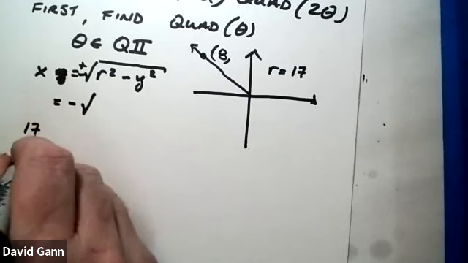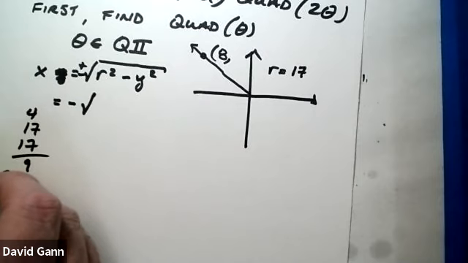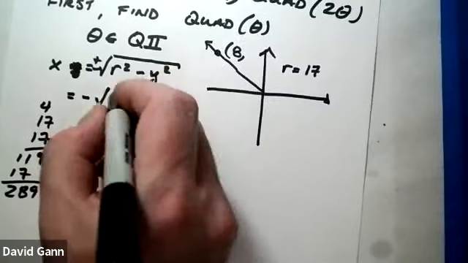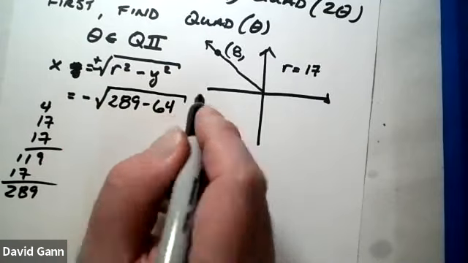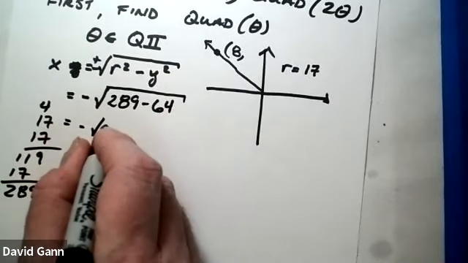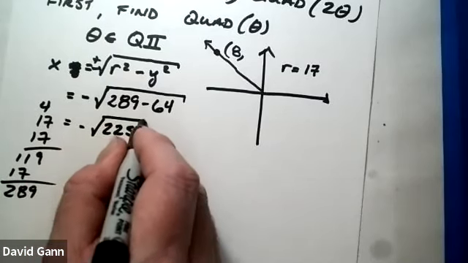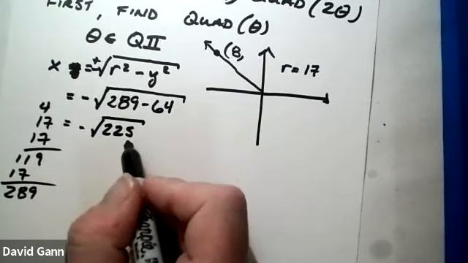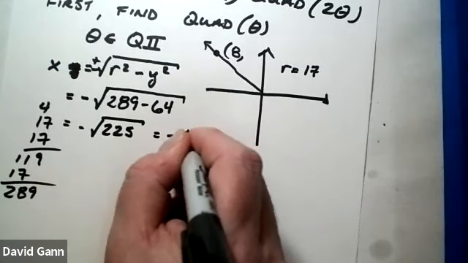17, 4, 19, 289. Okay, so 289 minus 64 will be equal to the negative square root of 225. Now, it just so happens that I recognize that as a perfect square. This will be equal to negative square root of 15, or sorry, negative 15.